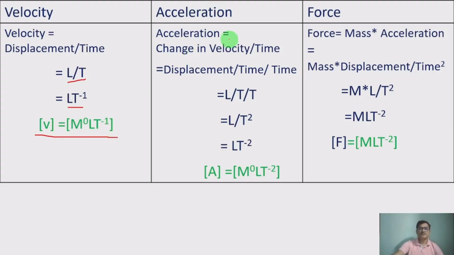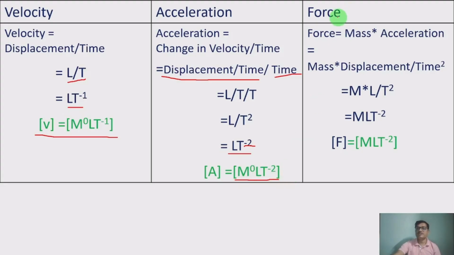And the second one, acceleration, is equal to change in velocity per time. Velocity is displacement per time, and change in velocity is also represented as displacement per time, and per time we take again, that is L by T squared, and this can be written as L T raised to minus 2. The dimensional equation is, the acceleration A can be written as the dimensions of the acceleration, represented in square bracket M to the power 0, L to the power 1, T to the power minus 2.